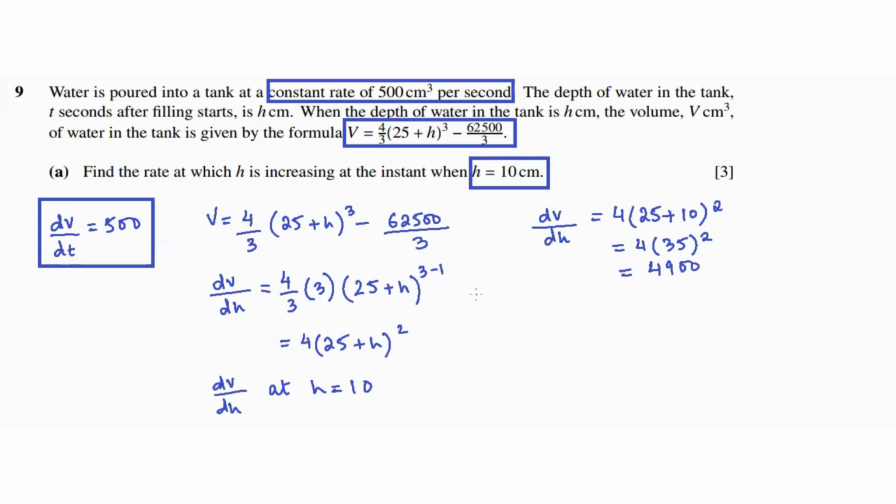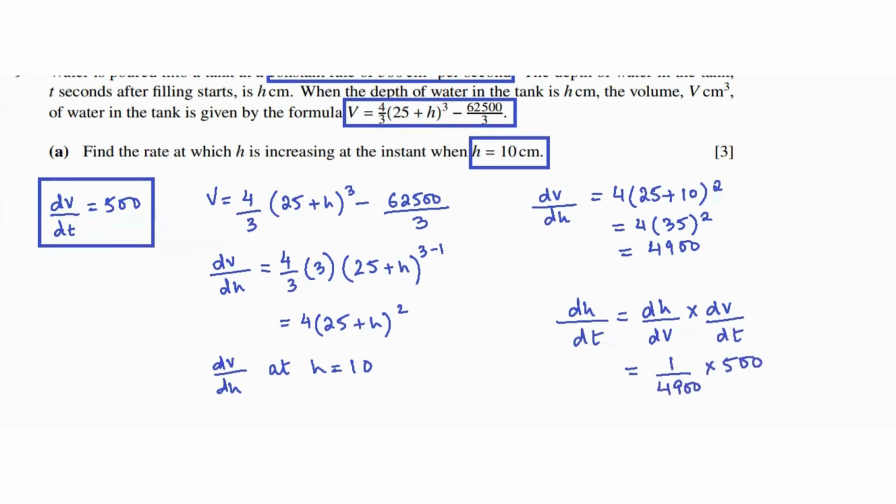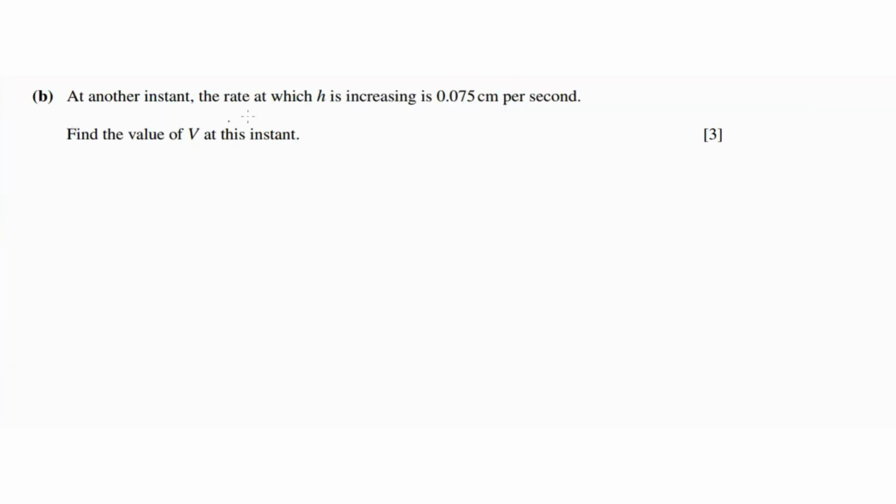We're trying to find dH/dt. It's going to be dH/dV times dV/dt. Since dV/dH is 4,900, dH/dV will be the reciprocal, 1/4,900, and dV/dt is 500. You solve that and that gives you 0.102 centimeter per second.